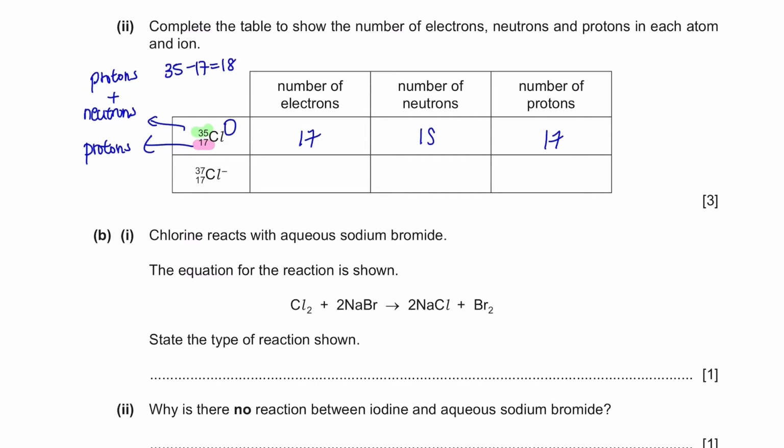The answer is 18. Then for this, it's chlorine 37 and it has a negative charge here. While the number of protons remains the same, it's 17, but since it has one negative charge, the number of electrons will be 18. It just has one more electron than proton, so there is a negative charge there. And the number of neutrons, well, it's 37 minus 17 equals to 20.